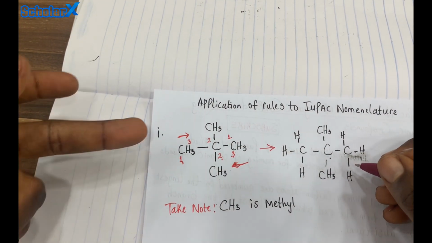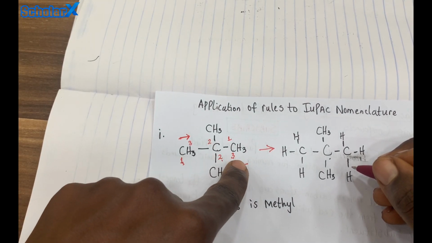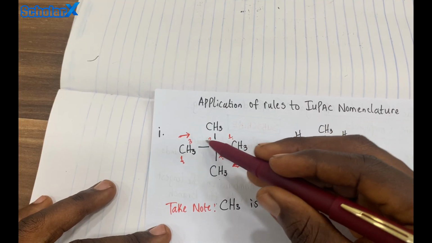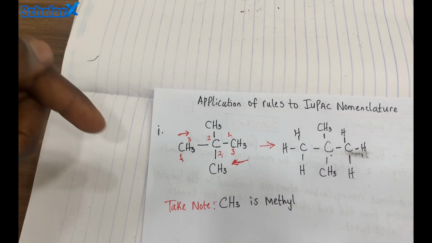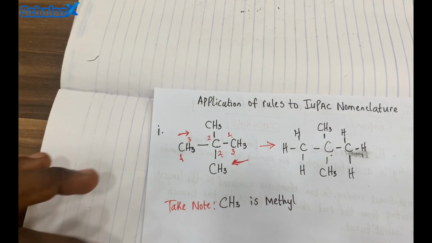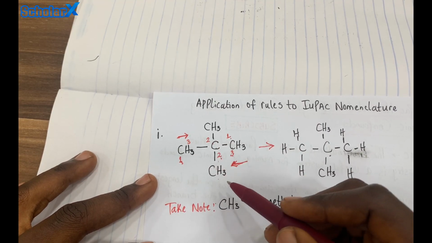So if we're moving like this, this is going to be our first carbon, our second carbon, our third carbon. But if we're moving the other way, this is going to be our first carbon, second carbon, and third carbon. Now, if you check, whichever way you move, right or left, you're going to find out that they are still on the same numbering.